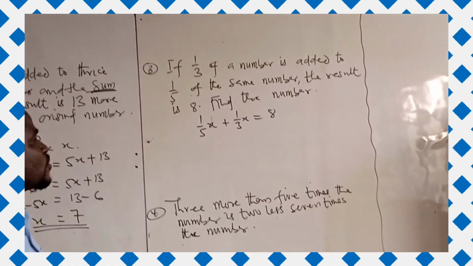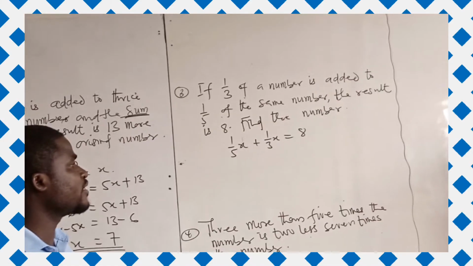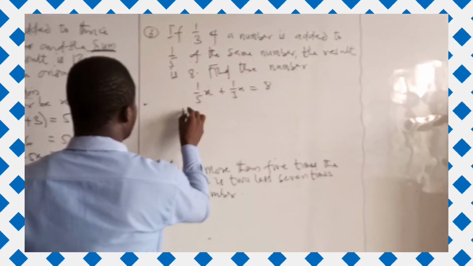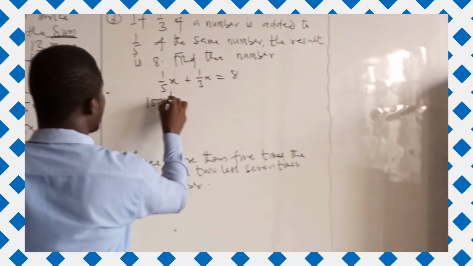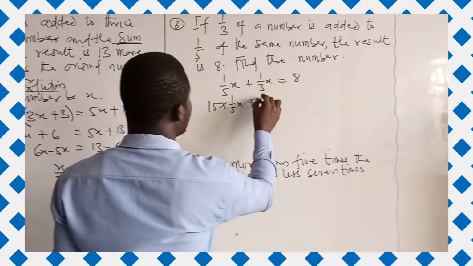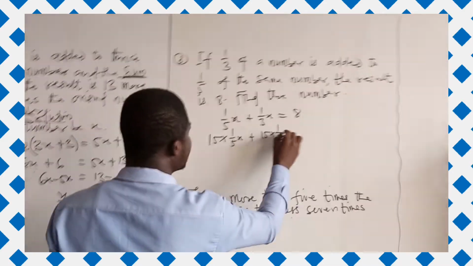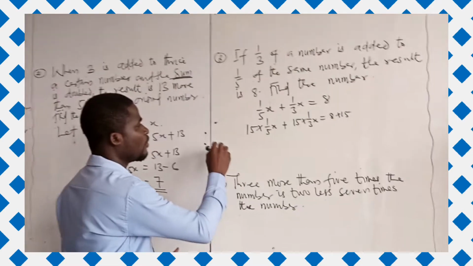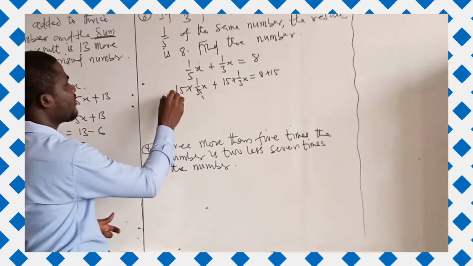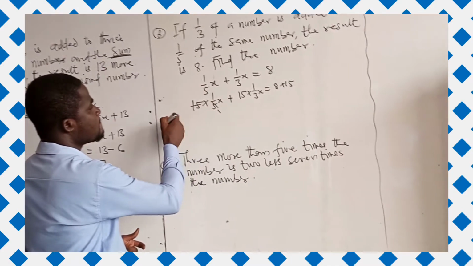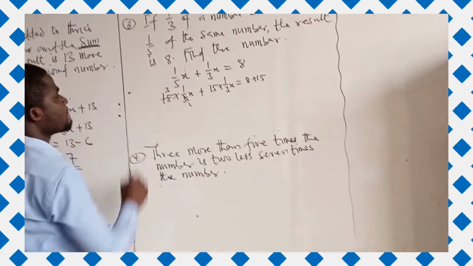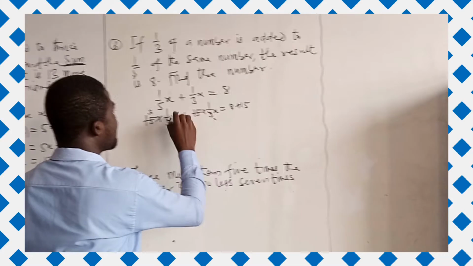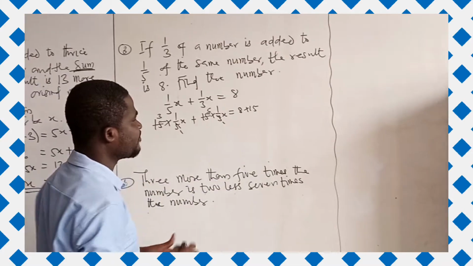Now it contains fractions, so we have to eliminate the fractions by using LCM. Our LCM is what? 15. So 15 times 1 out of 5 X plus 15 times 1 out of 3 X equals 8 times 15. Now 5 goes into 5 once, 5 goes into 15 three times. 3 goes into 3 once, 3 goes into 15 five times.